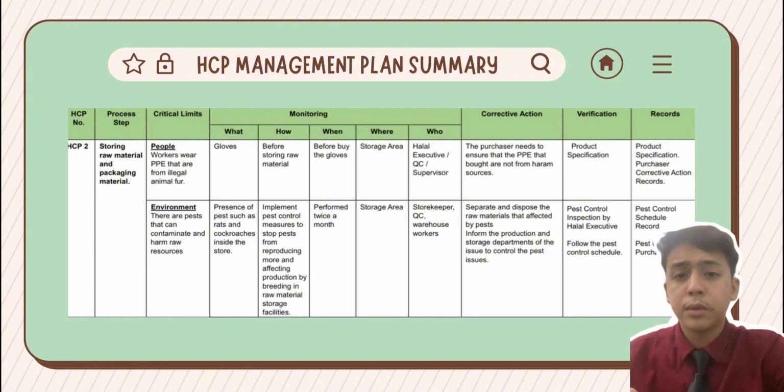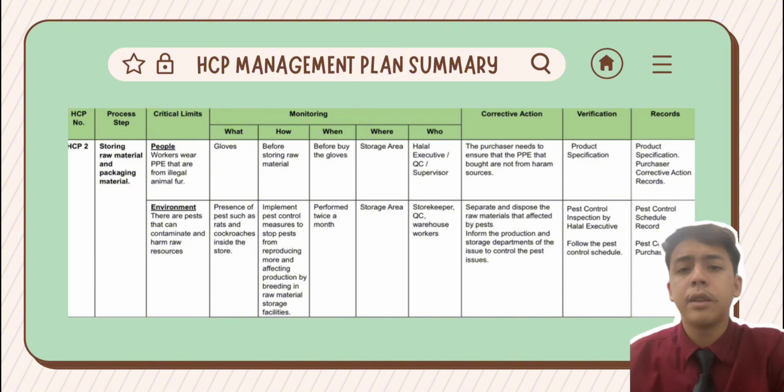For HCP2, in the process of storing raw material and packaging material, we have two critical limits, which come from people and environment. From people, we detect that a worker wears PPE that is from an illegal animal. This critical limit is actioned by the halal executive, QC and supervisor. They make sure the purchaser ensures that the PPE bought is not from haram sources. This can be verified by following the product description.